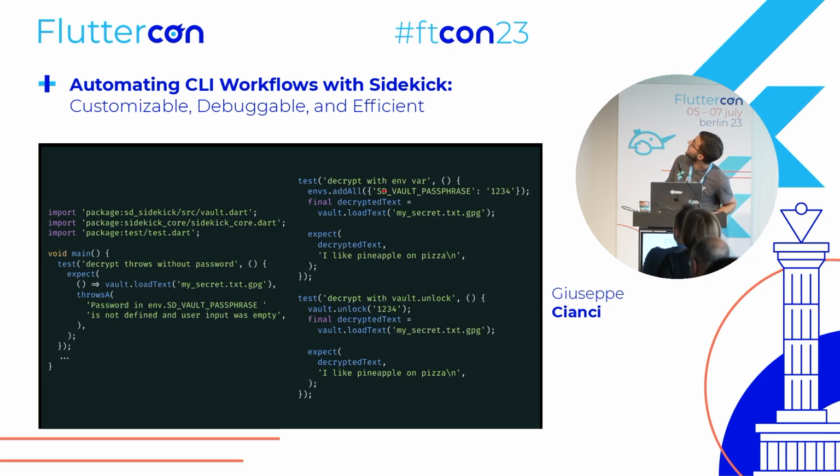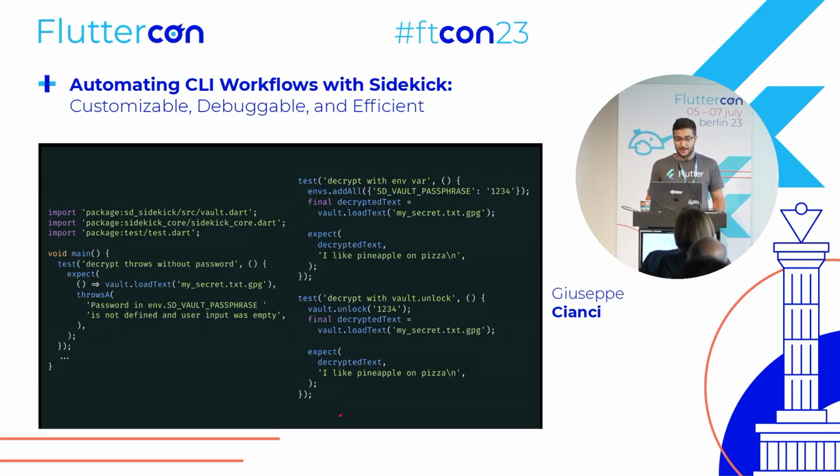The first method for passing the password is to add an environment variable. It must be called, in my case, SD_vault_passphrase, because my CLI is called SD. And then I pass it the password here. If I now call vault.loadText, it will be decrypted, and you can read my darkest and deepest secret, which is that I like pineapple on pizza. And you can't tell anyone because they will take my Italian passport away. So please don't. The other way is that you can use the vault.unlock method to decrypt the vault.